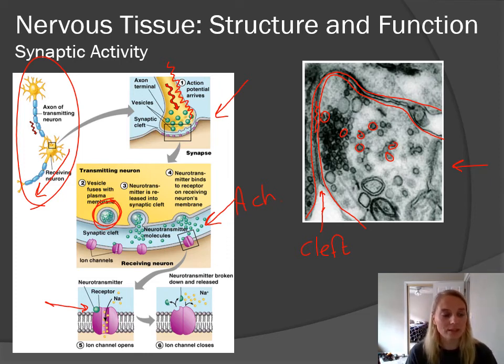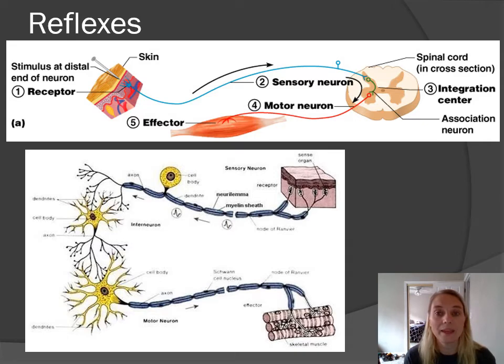All right, so that's our synaptic activity. The next topic, as we zoom out a little in our neuron world, is reflexes. You may have heard of reflexes before, or had your reflexes tested at the doctor's office when they whack your knee. That's reflex action.